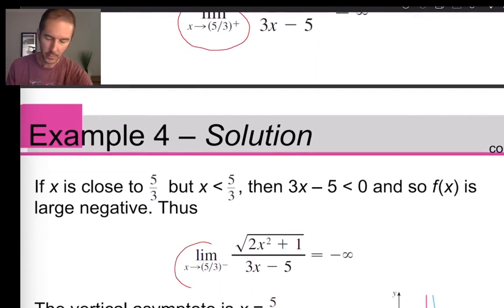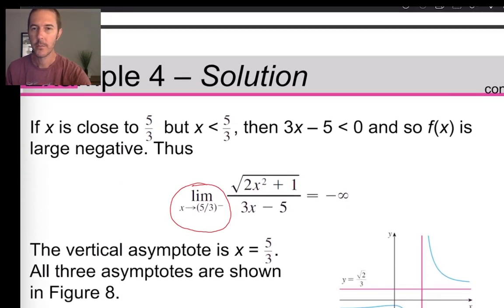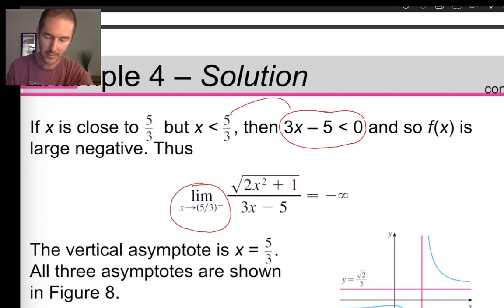Now, as our x values approach 5/3 from the left, we have to be careful, because the denominator is going to remain ever so slightly negative as we approach an x value of 5/3 from the left. Because this x value is less than 5/3, when you multiply it by 3, this term is going to be slightly less than 5. And then when we subtract 5, we're going to have just a little baby negative number. Very small, but still negative.